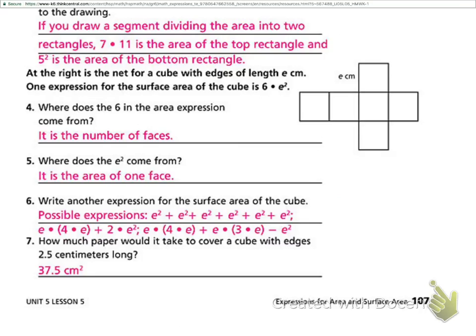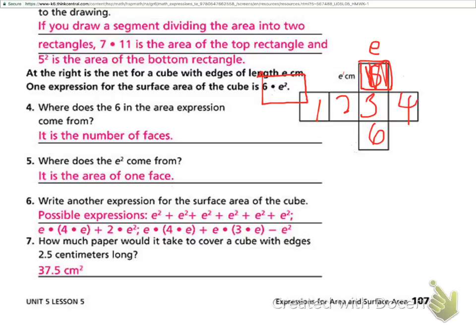Okay, so now we're looking at 4. Where does the 6 in the area come from? We've got 1, 2, 3, 4, 5, 6. Oh, this is here. They want us to connect that expression to this net, this cube that's been taken apart. The e squared, where does that come from? It's the area of one face. So this is e, and since this is a cube, right, all the sides are going to be the same. So if you take e times e, it'll give you the area for one face, and you multiply it by 6.